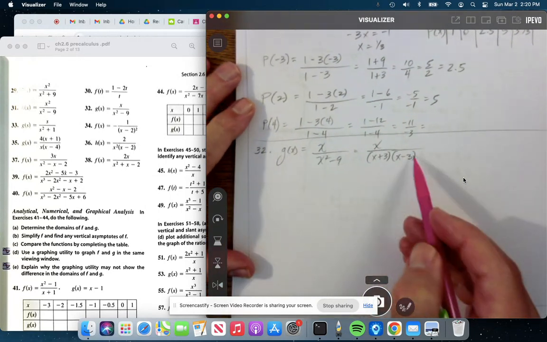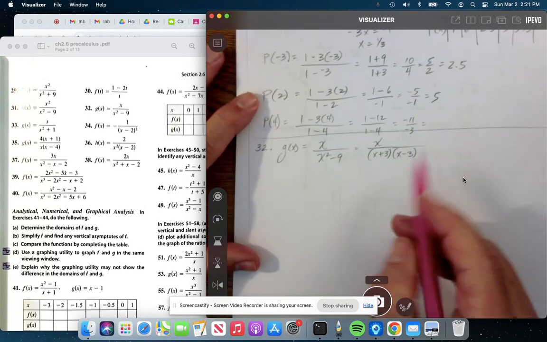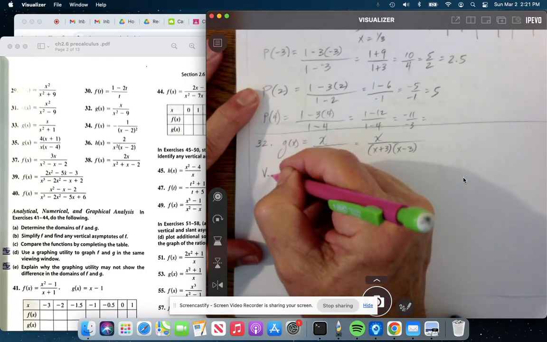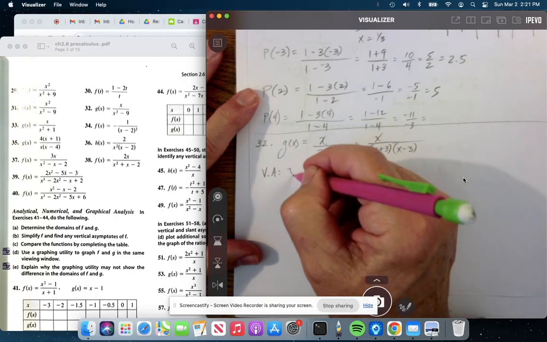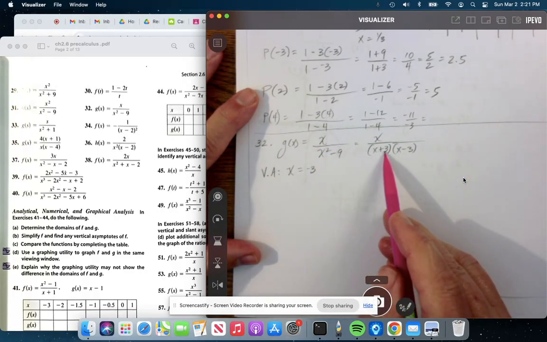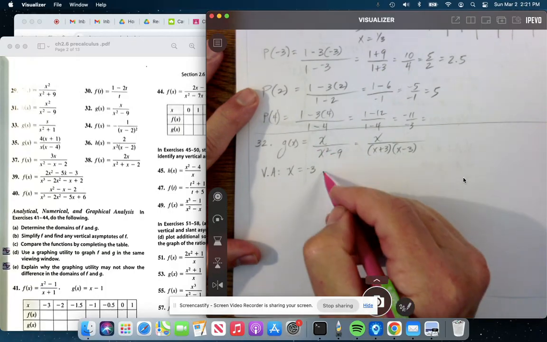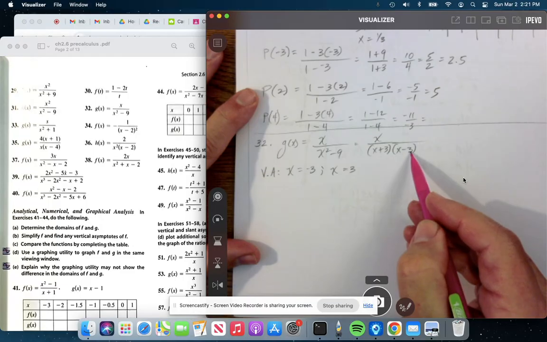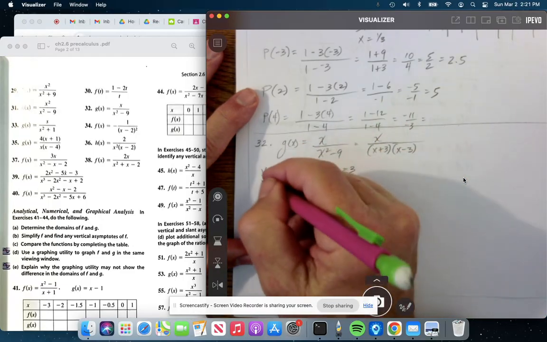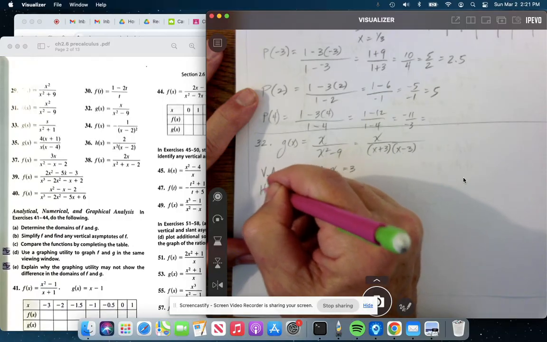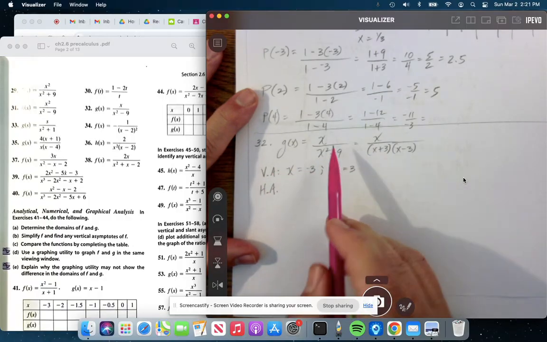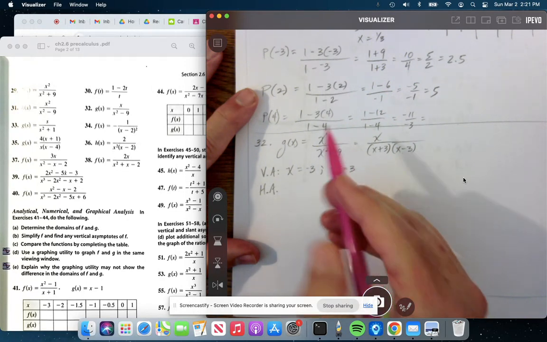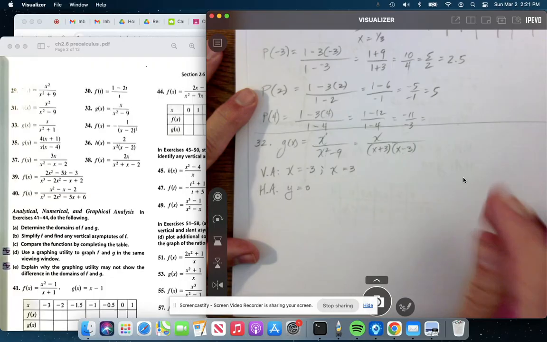So it looks like I have 2 asymptotes this time, right? Negative 3 and positive 3. So vertical asymptotes: x equals negative 3 because of x plus 3, and x equals 3 because of x minus 3. Horizontal asymptotes. This is proper. This is x to the 1, this is x to the 2, so that's small over big. Therefore, y equals 0 should be a horizontal asymptote.